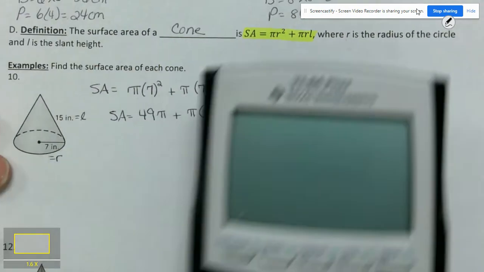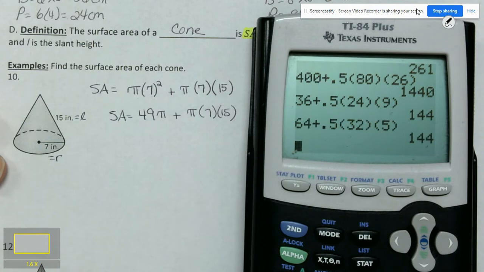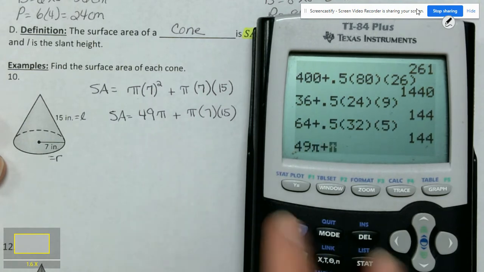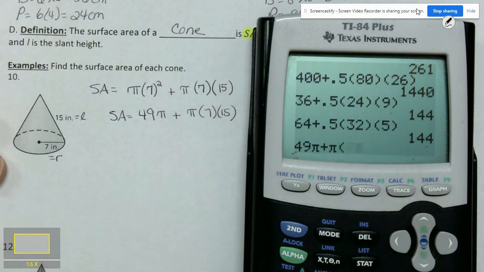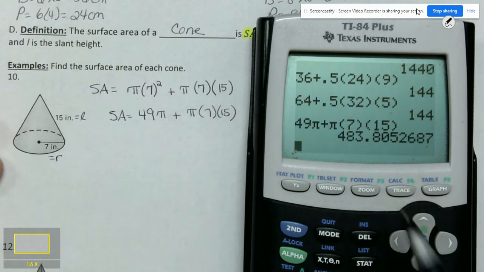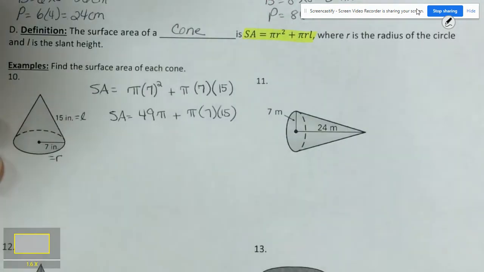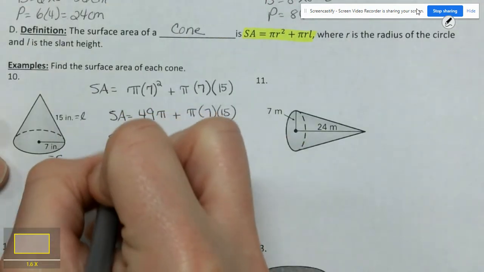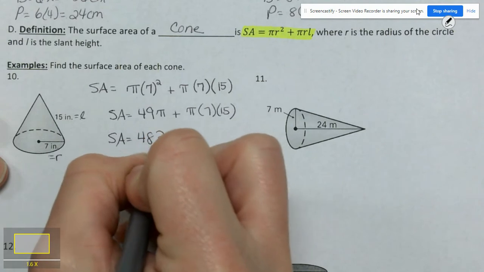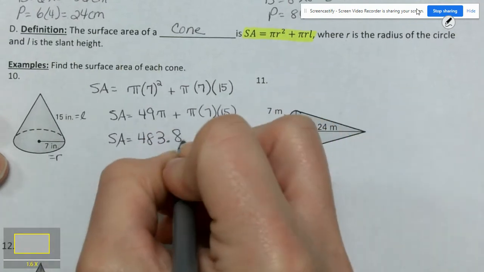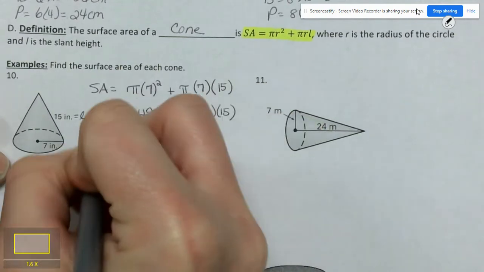All right, so we're going to key in here 49 pi plus pi times 7 times 15. And that gives us 483.8. So our surface area is 483.8, and it's inches squared.